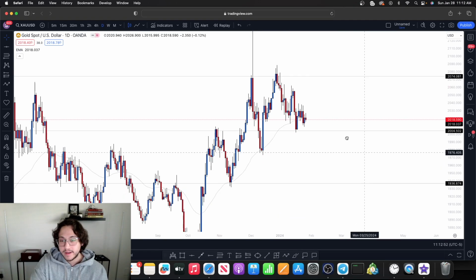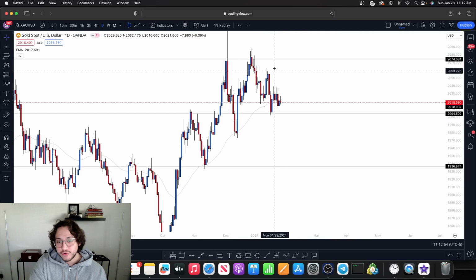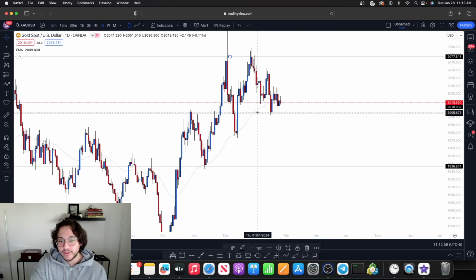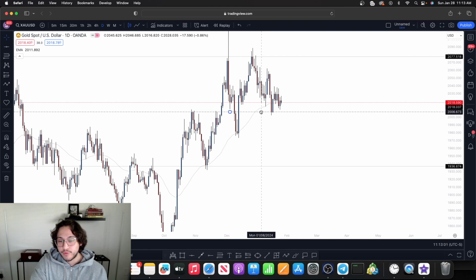Alright, so now we're looking at the daily time frame. So whenever you guys draw your support and resistance, you want to make sure that price actually touches the candle. For example, right over here we have the resistance, and then over here we have the support. So make sure that this line over here touches the candles.